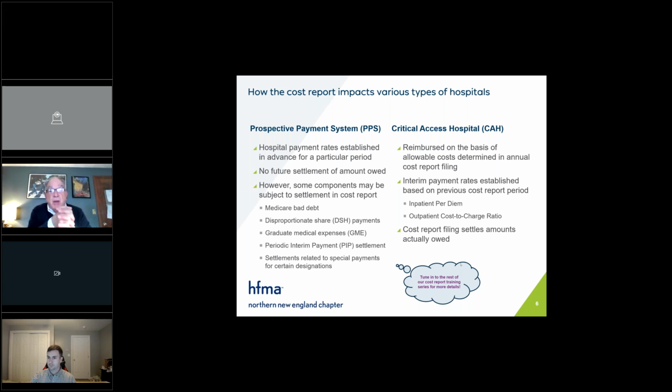Inpatient rates are established based on, like I had mentioned before, previous cost reports. And what you'll end up with is an inpatient per diem and an outpatient cost to charge ratio. Cost report filings do settle amounts owed for critical access hospitals and any other type of what we'll call cost-based reimbursement hospitals. Cancer institutions are paid on cost. Critical access hospitals are paid on cost. And then you have PPS hospitals and other hospital systems as well.